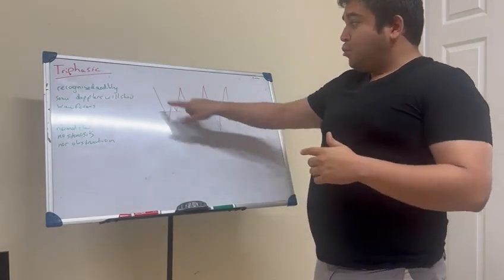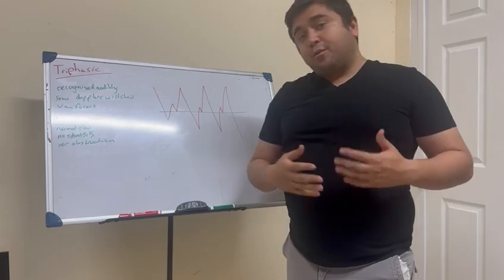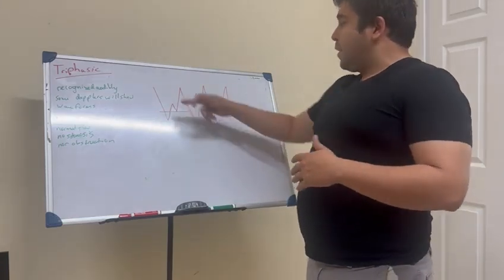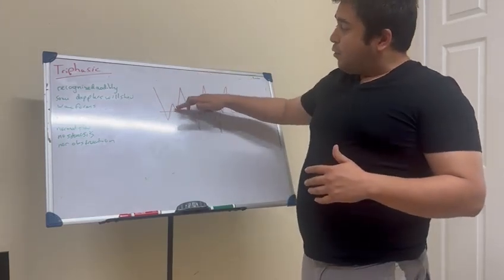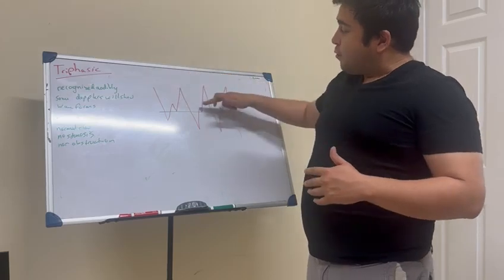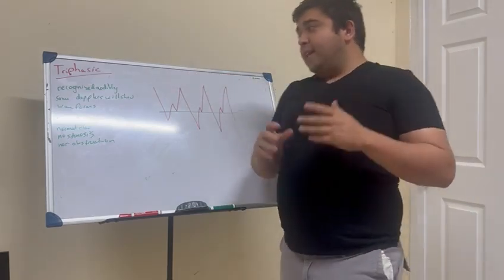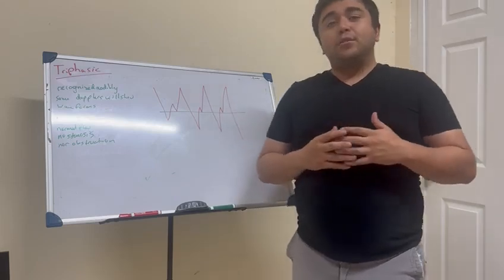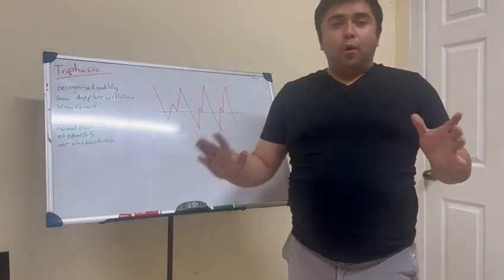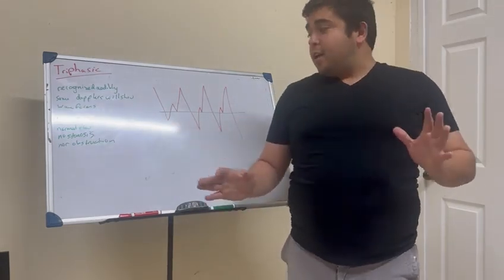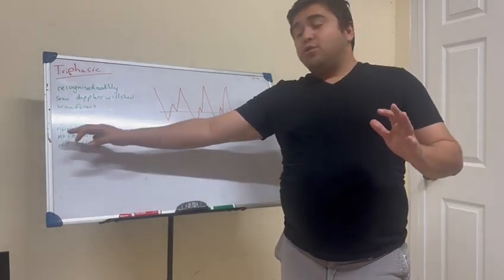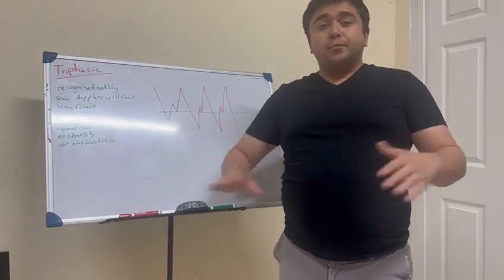Some Dopplers will show this waveform on the screen. This green line is a baseline. This is forward flow, reverse flow, forward flow, reverse flow. And what this triphasic sound indicates is normal flow. This is the sound you want to be hearing. It means no stenosis and no obstruction.